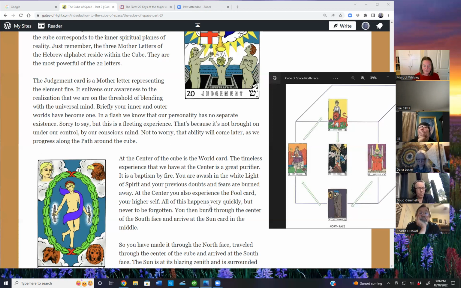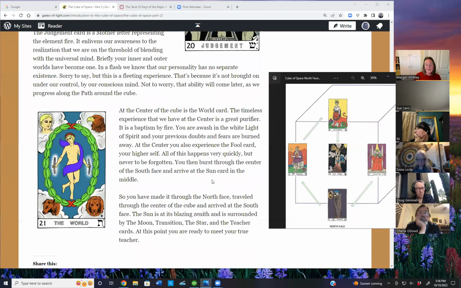You then burst through the center of the south face and arrive at the sun card in the middle. So you have made it through the north face, traveled through the center of the cube, and arrived at the south face. The sun is at its blazing zenith and is surrounded by the moon, transition, the star, and the teacher cards. At this point, you are ready to meet your true teacher.